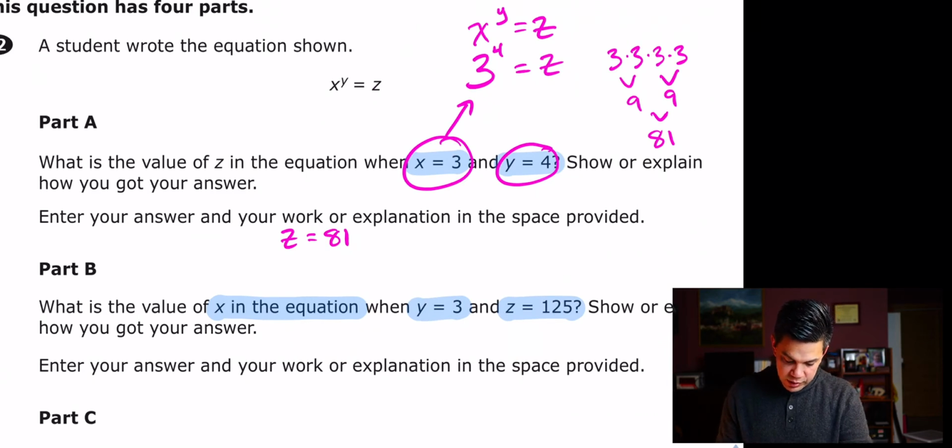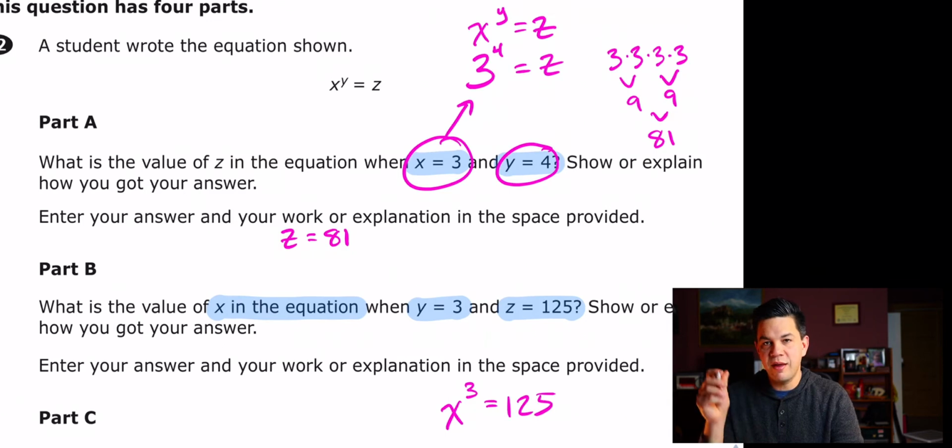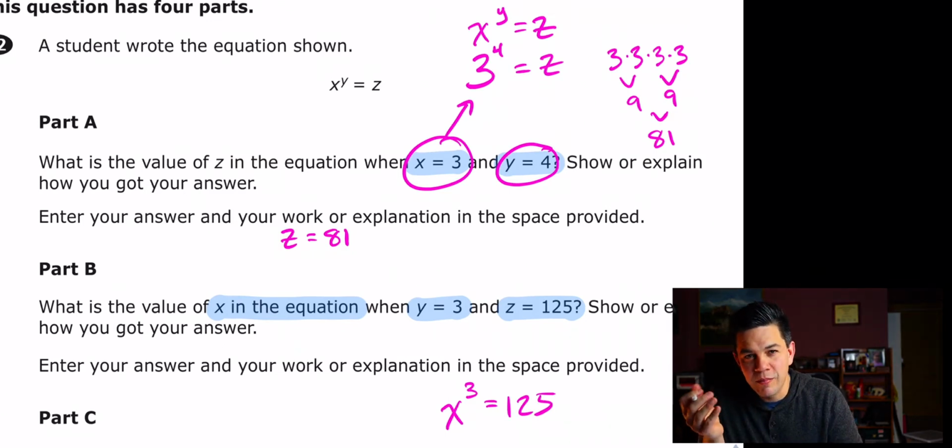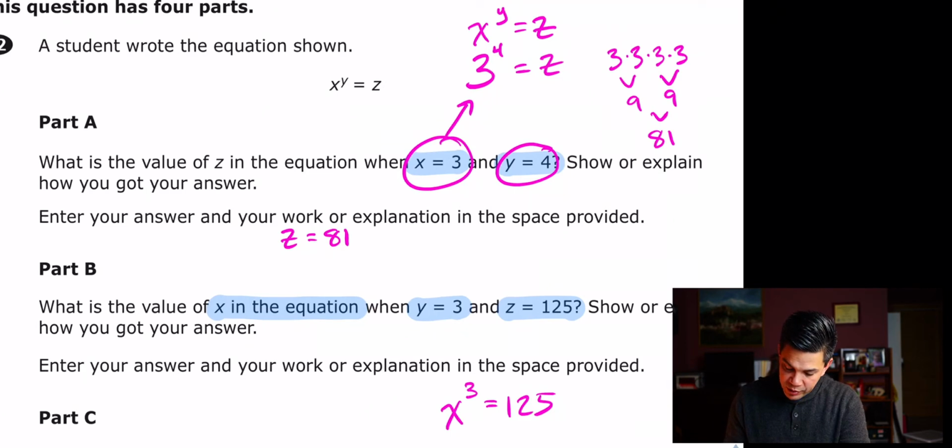What is the value of x in the equation when y equals 3 and z equals 125? All right, so we're going to do the same thing. Just rewrite it. You don't know what x is, but it's raised to the 3rd power, and that's going to be 125. So what number multiplied by itself 3 times is going to equal 125? Basically, x times x times x equals 125.